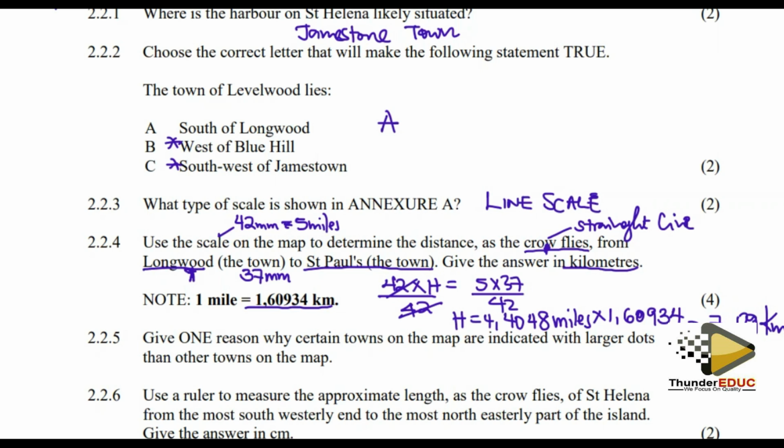This answer might change according to your measurements. My measurements are these ones here. Please take a ruler. It's fine. You can pause the video, work it out. All right.